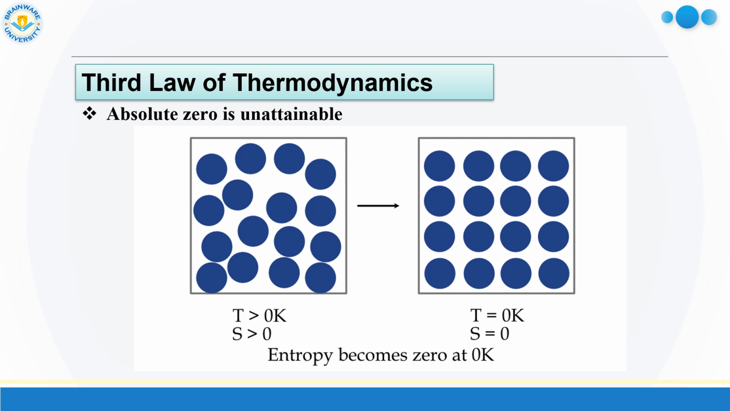Now let's move on to the last law or third law of thermodynamics. Third law of thermodynamics basically gives the concept of absolute zero. It states that absolute zero is unattainable actually.